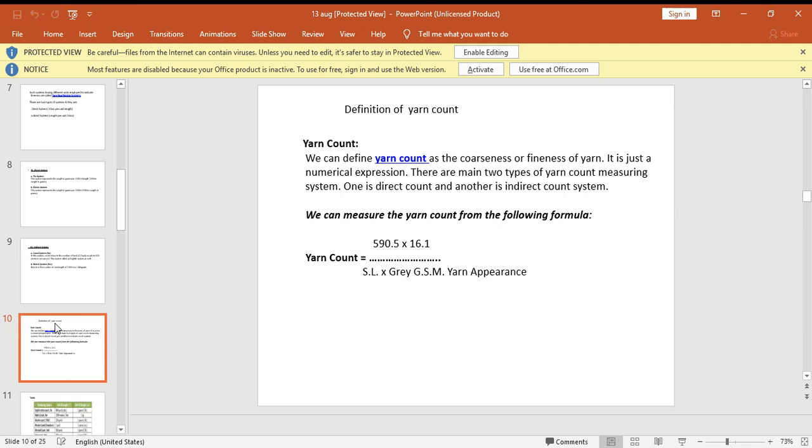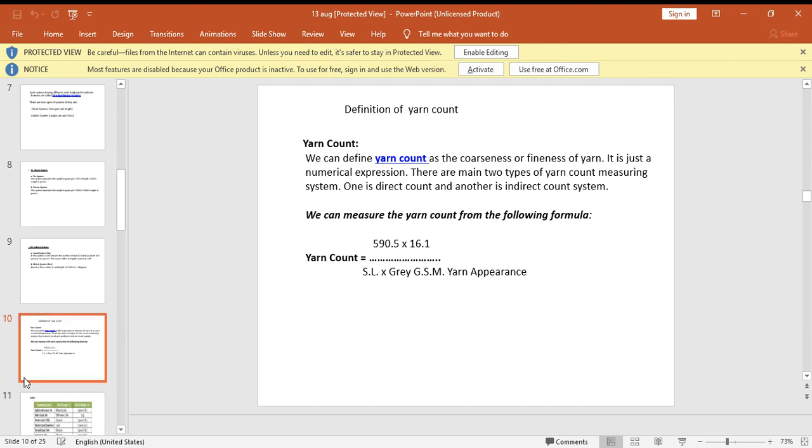So actually, what is yarn count? Yarn count is defined as the coarseness or fineness of yarn. It is also called a numerical expression. These are the two main types of yarn count measuring system, direct count and indirect count. We can measure the yarn count from the following formula: yarn count equals 590.5 into 16.1 divided by SL into gray GSM. Further in production, we can learn what L, SL and gray GSM are.